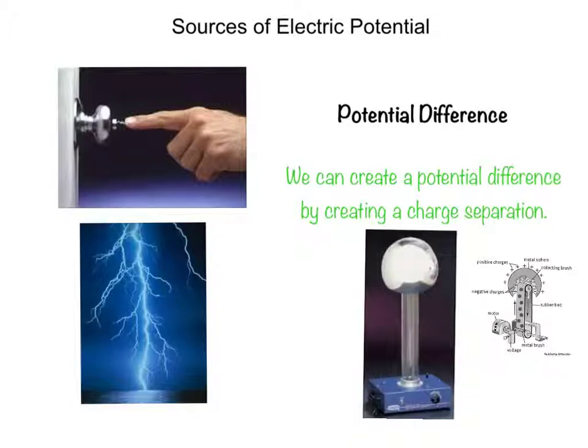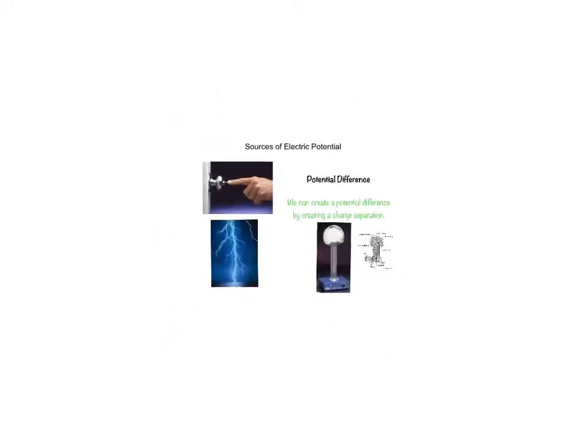So sparks from a really large Van de Graaff generator can be used to simulate lightning for testing aircraft and power transmission equipment. For us, though, the Van de Graaff generator is important because it shows that a potential difference can be created and sustained by a device that separates charge.